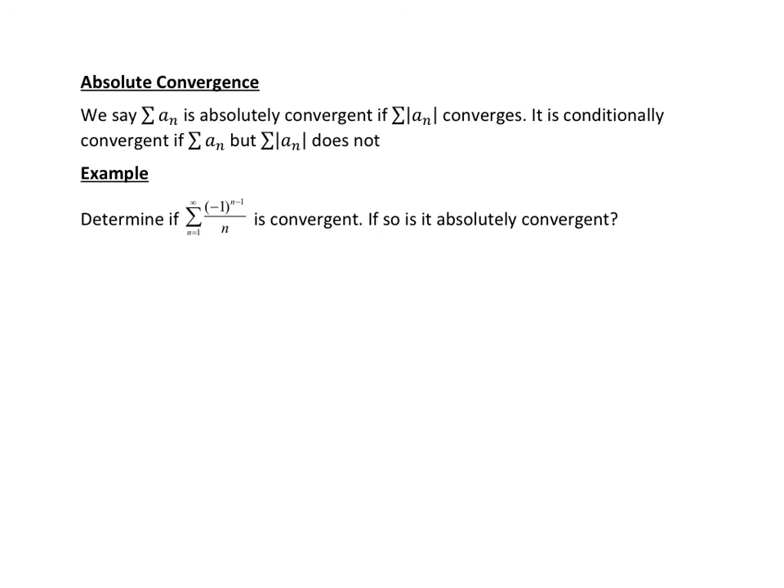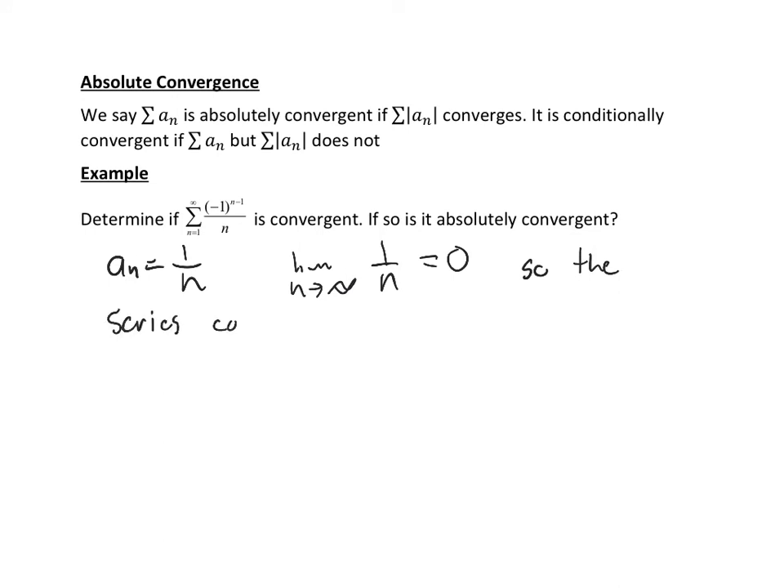So let's just start by looking at whether it converges or not. This is an alternating series. The a sub n part, if I took out the alternating part, I would just have 1 over n. And if I look at the limit as n approaches infinity of 1 over n, it gives me 0. So the series converges.